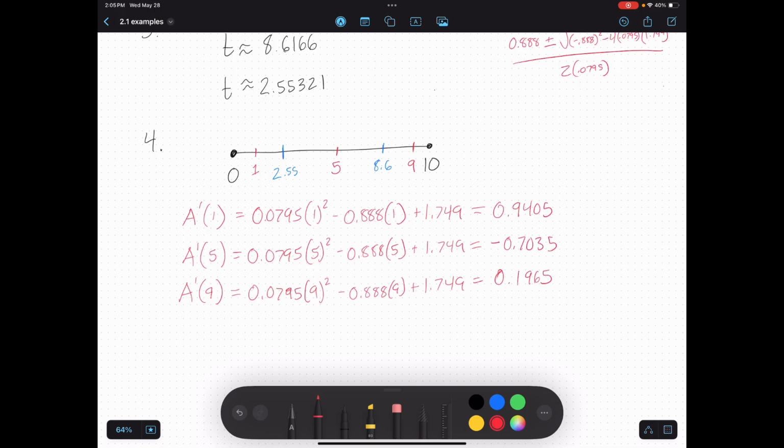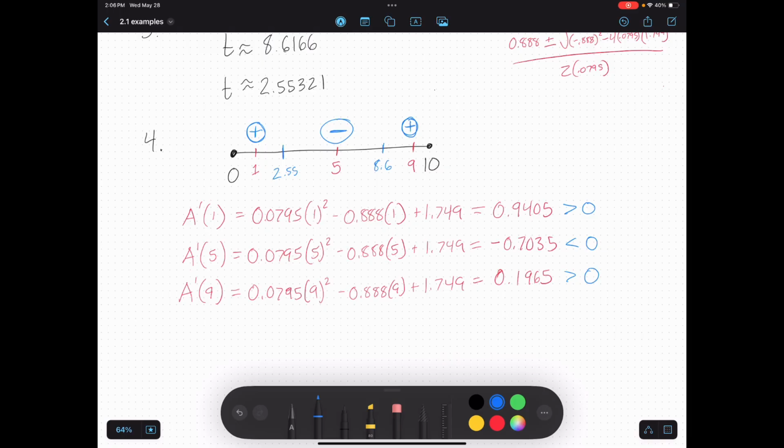The only thing I really care about is whether or not they're greater than 0 or less than 0. So in this interval from 0 to 2.55, my derivative is positive because I checked a point in that interval and the derivative was positive. For the second interval, in between my two critical points, I checked 5 and I got a derivative that was negative. And then in that last interval, after 8.6, the derivative was positive again.